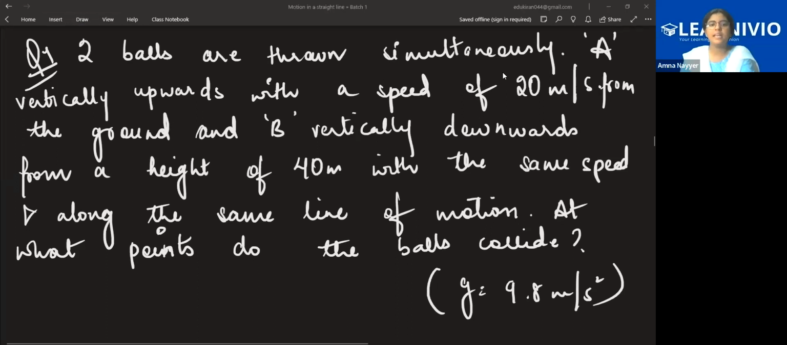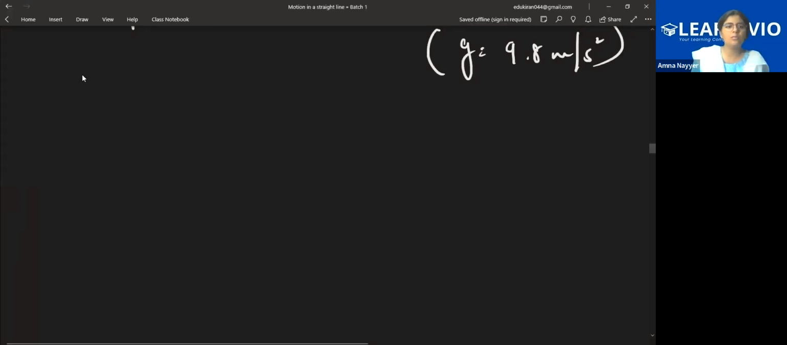See, two balls are thrown simultaneously. A is thrown vertically upwards with a speed, and B is thrown vertically downwards. See, this is the case. One ball is being thrown down, another ball is being thrown up. Now, there would be a point where both the balls would be meeting. That point we have to find out. That distance, either from the ground we can calculate, or the total separation we can calculate. See, I'll tell you what we have, what is the case.